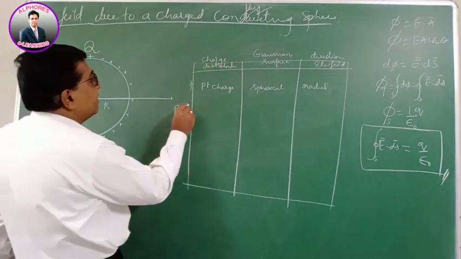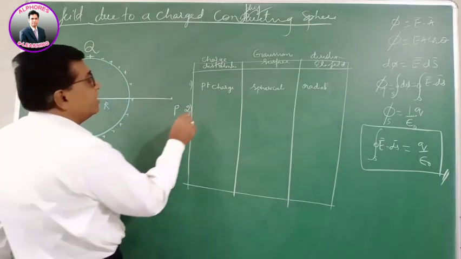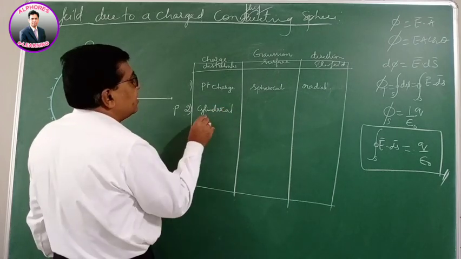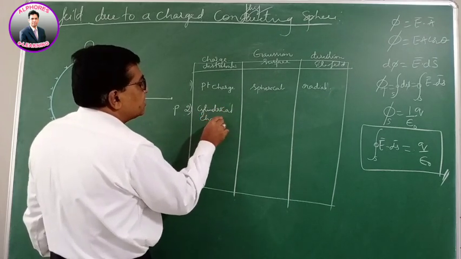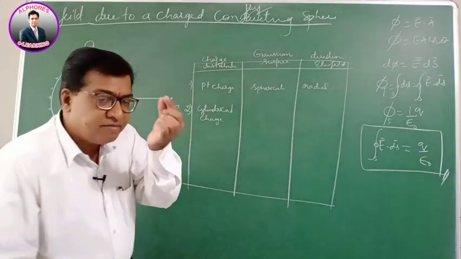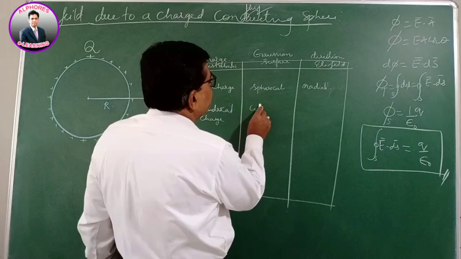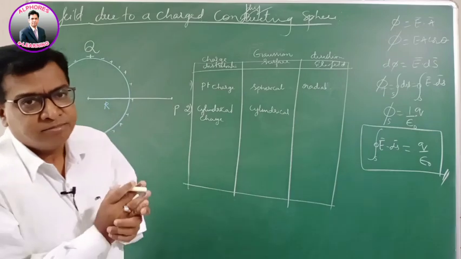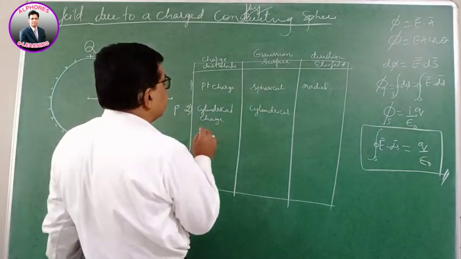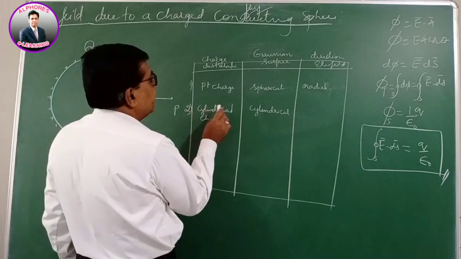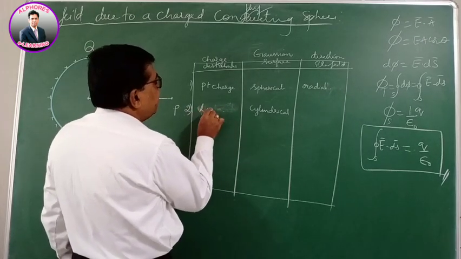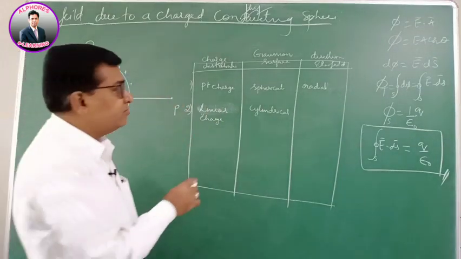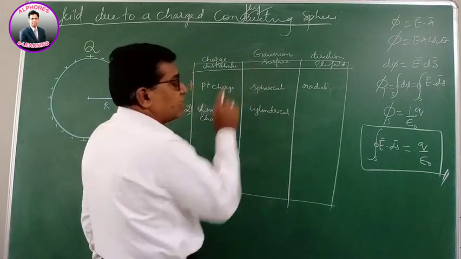Second one, suppose it is a thin wire, a cylindrical charge distribution. For a wire, we have derived this. Then the suitable Gaussian surface is a cylindrical Gaussian surface around that charged wire, for example, a thin linear charge. You can take a linear charge, or charge spread on a wire, charge spread on a cylinder, charge on a glass rod. Then the Gaussian surface is a cylindrical Gaussian surface.